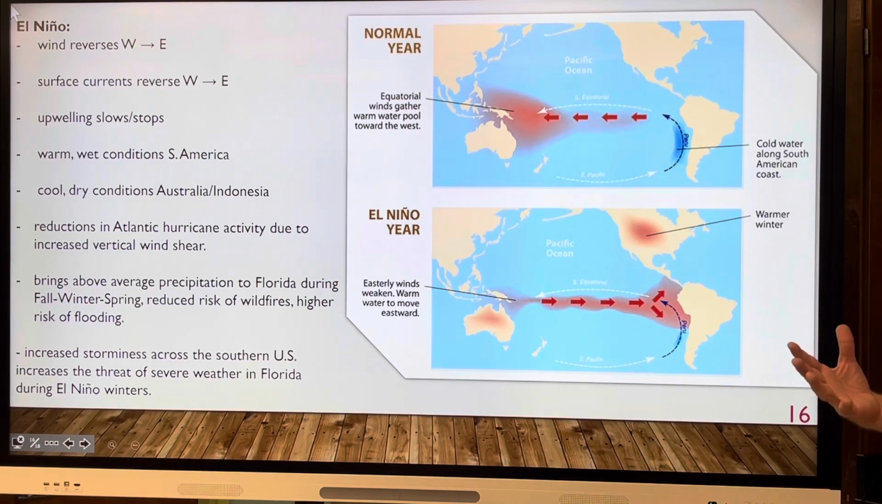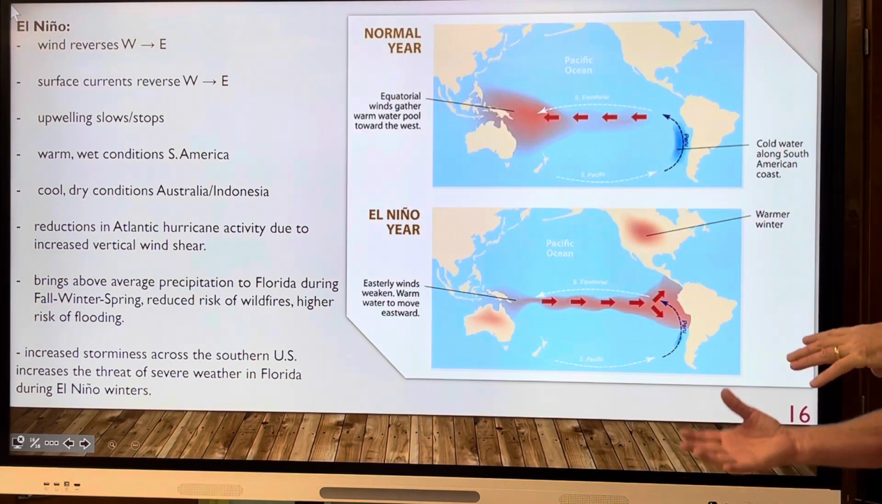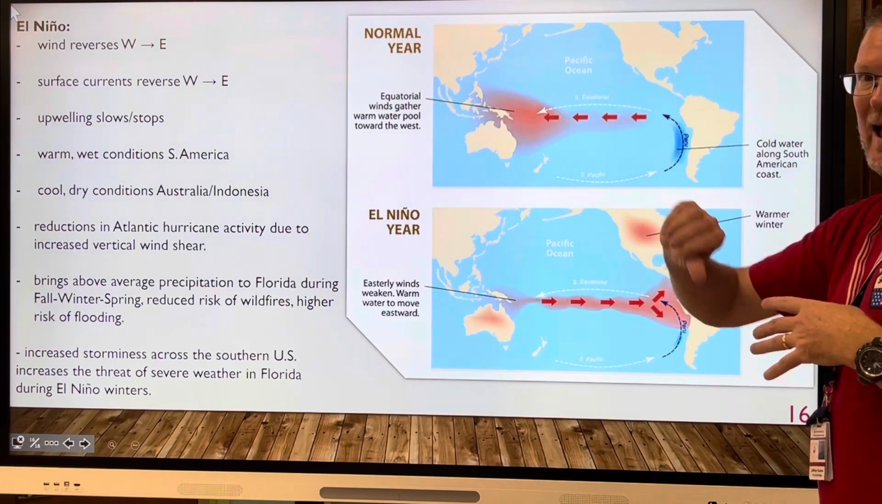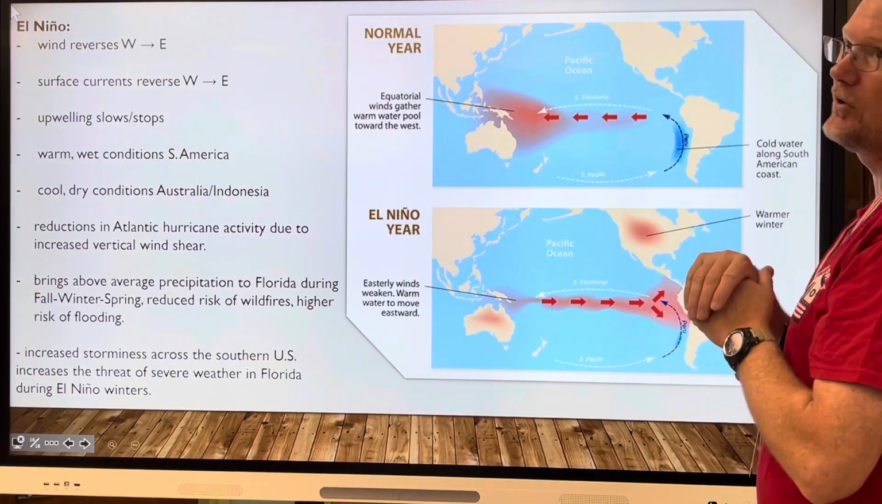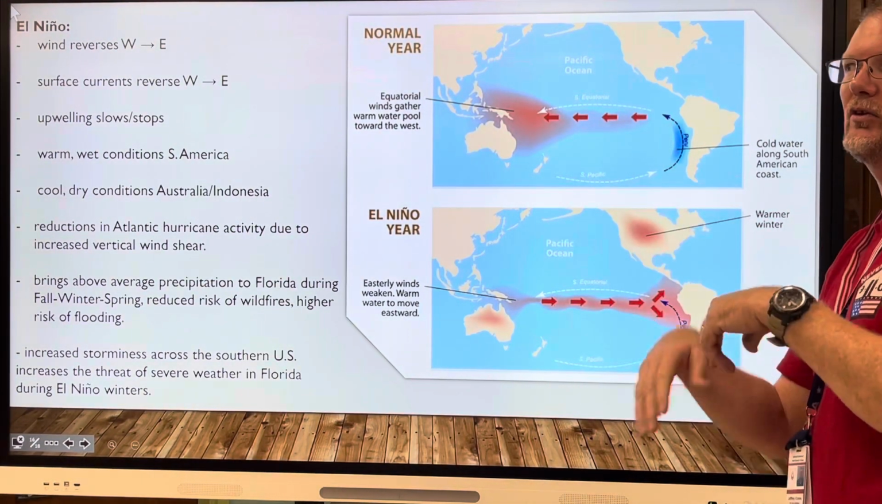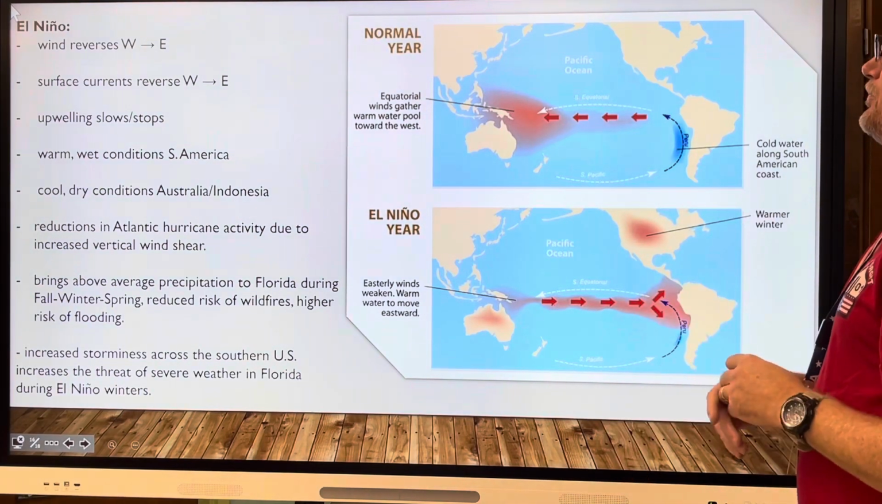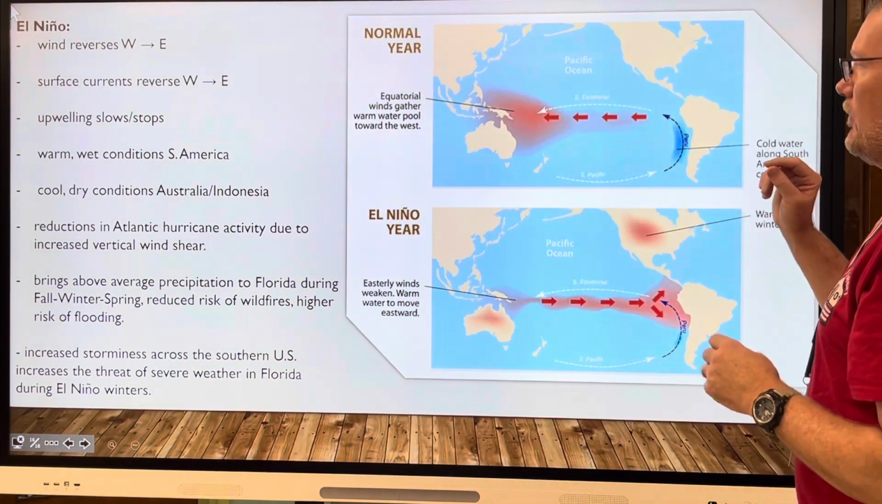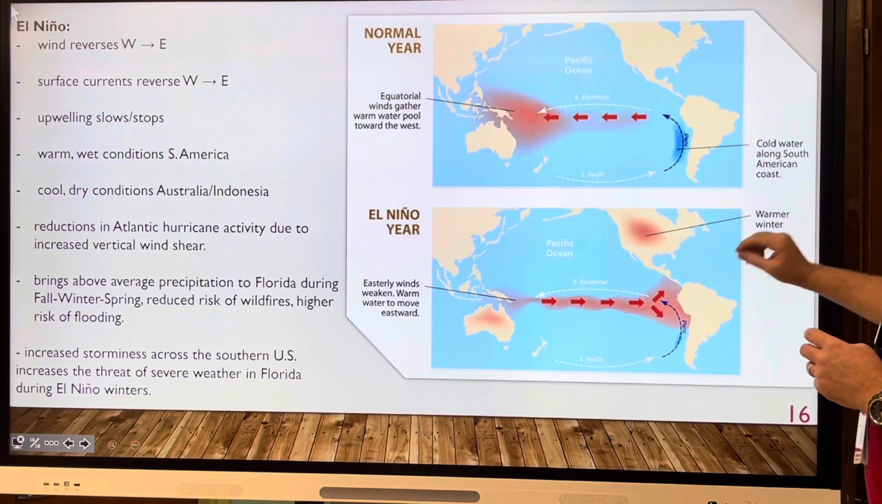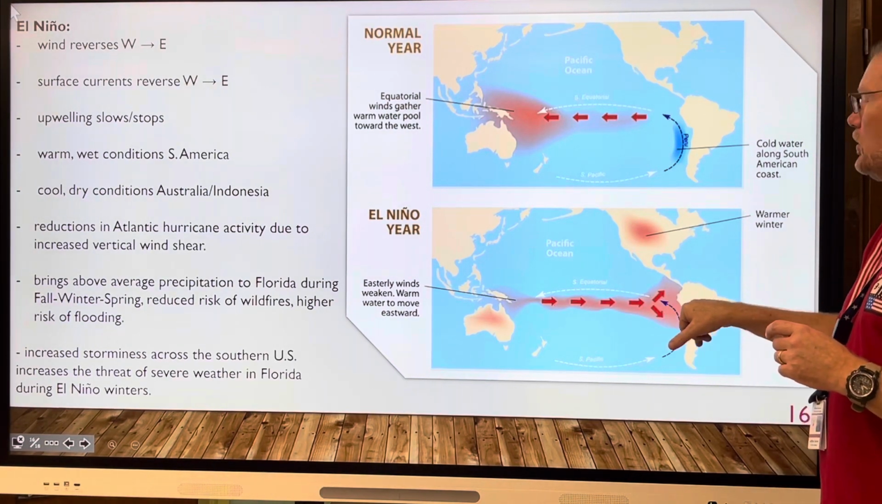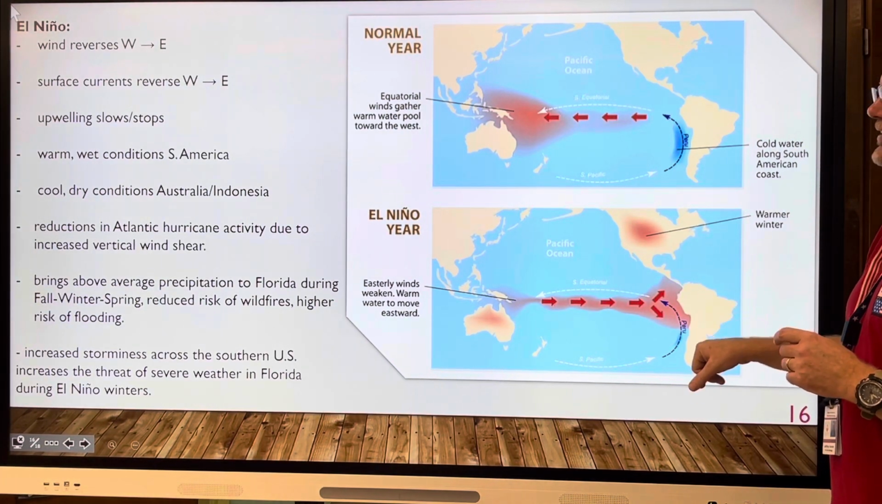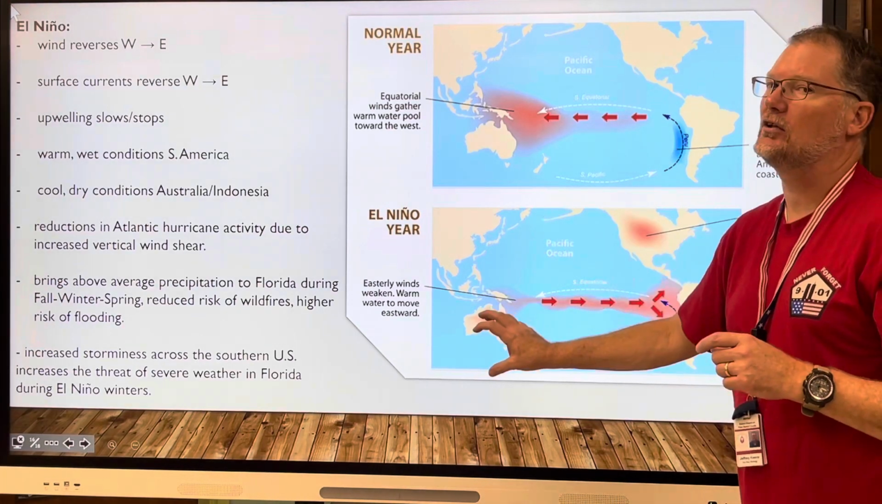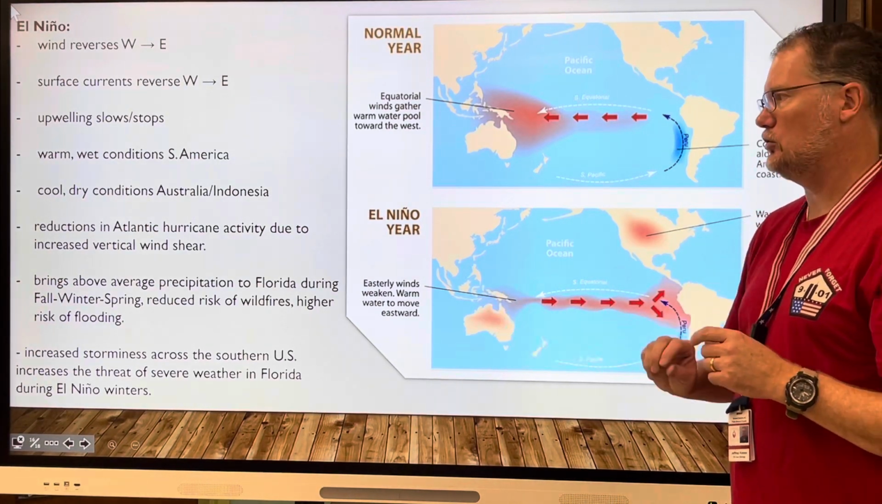So for fisheries, this has a whole year-long effect when this happens. The fishing is going to go down in South America because there's no upwelling, so there are no nutrients, so there's not going to be a lot of fish. Everything flips around. Now this flow is bringing moisture, so you're going to get warm, wet conditions in South America and cool and dry conditions in Australia and Indonesia.